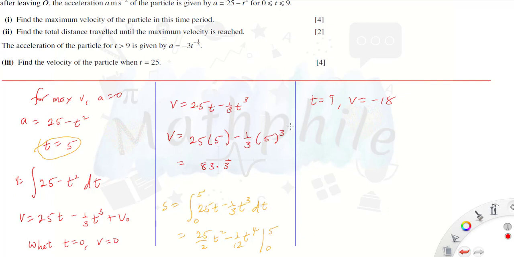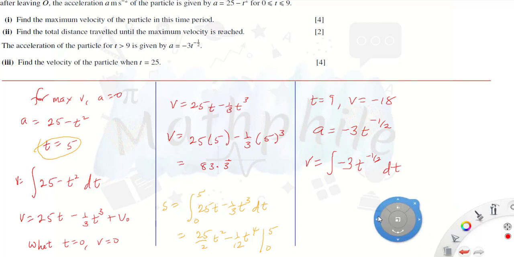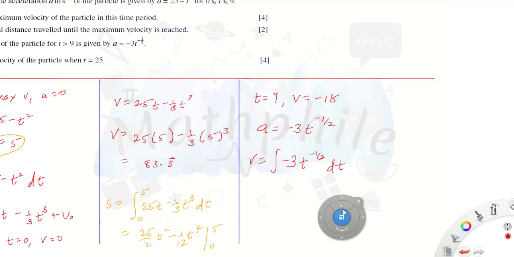Now let's deal with the question. We're given the acceleration function in this case to be negative 3 t raised to the power negative 1 over 2, and we're looking for velocity. So definitely we're going to do some integration. The velocity is going to be the integral of negative 3 t to the negative 1 over 2 dt. So do the integration nicely so that I put in the values.